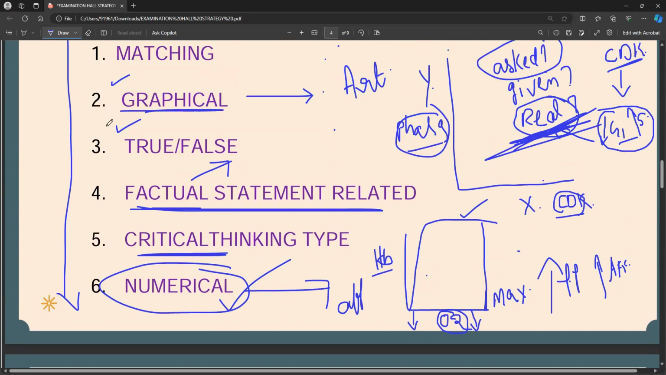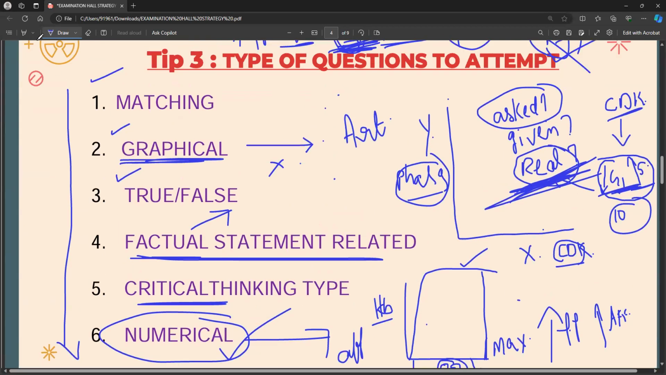But trust me, if you really don't know the reality, if you don't know in which phase the CDK level is high and in which it is low, if you don't know that concept, even if you think for 10 minutes on a single question, you never get the answer because you don't know the concept. You don't know the reality. Then just leave that question and move to the next question.